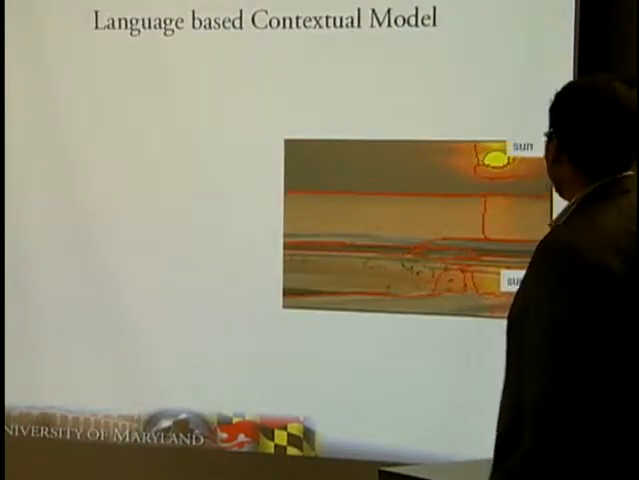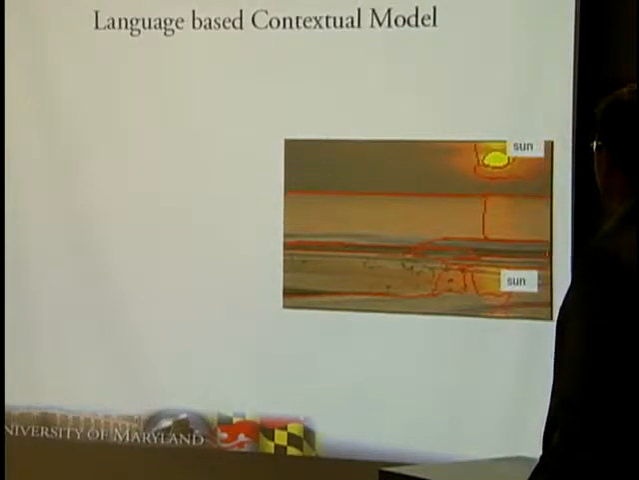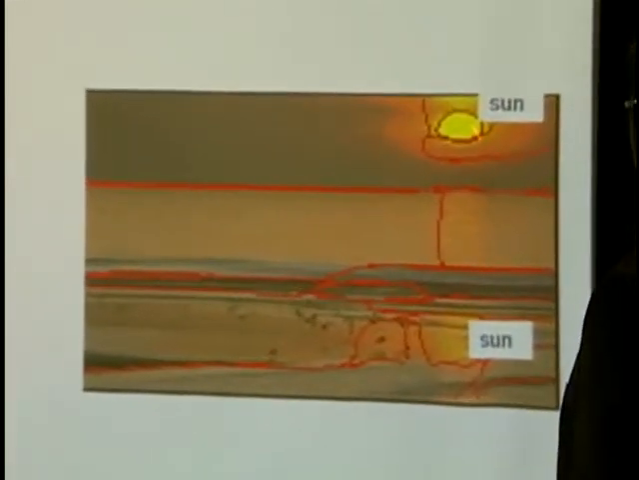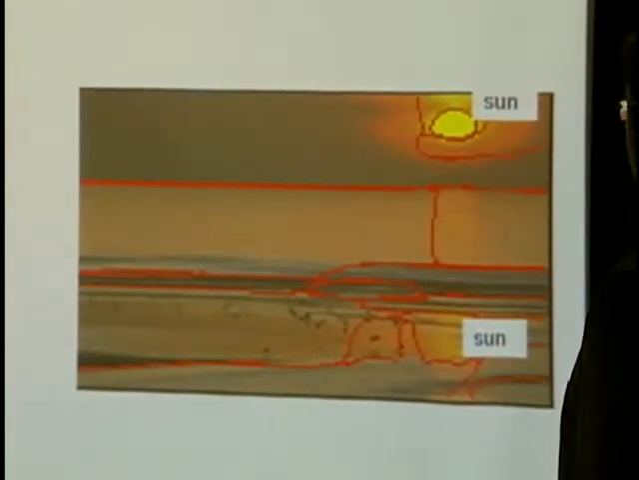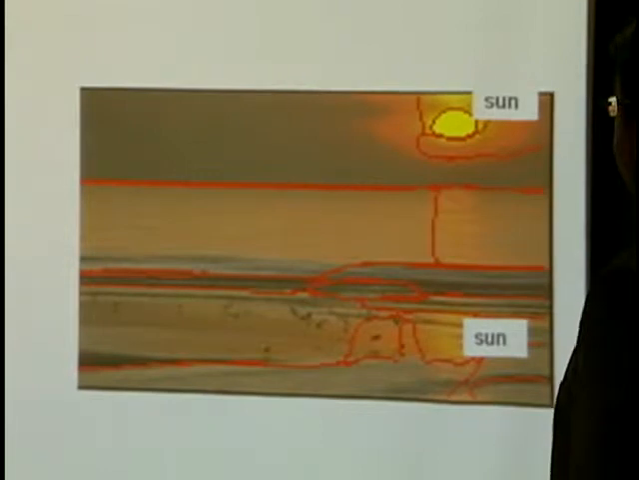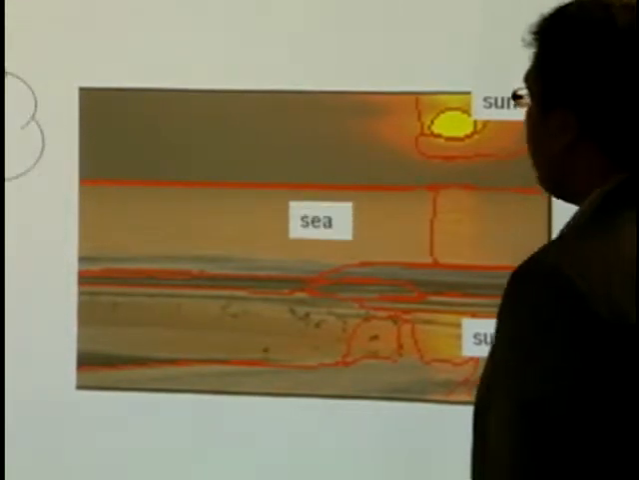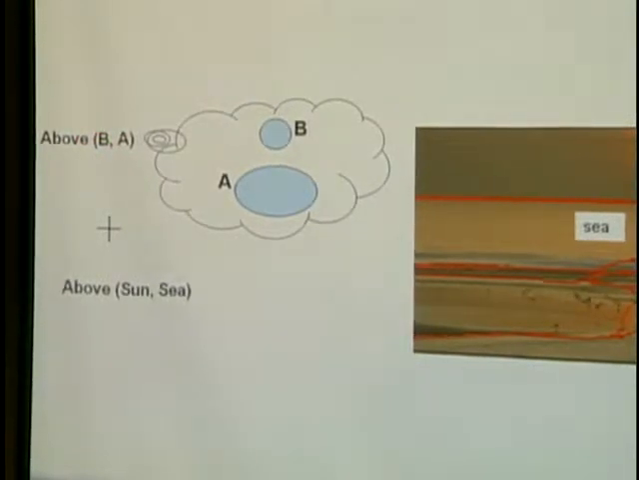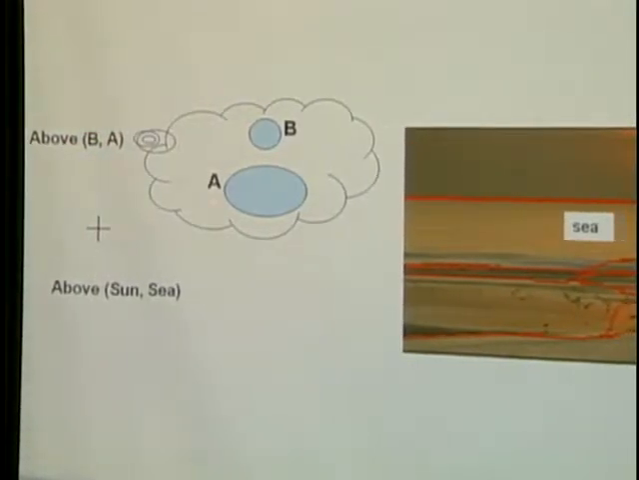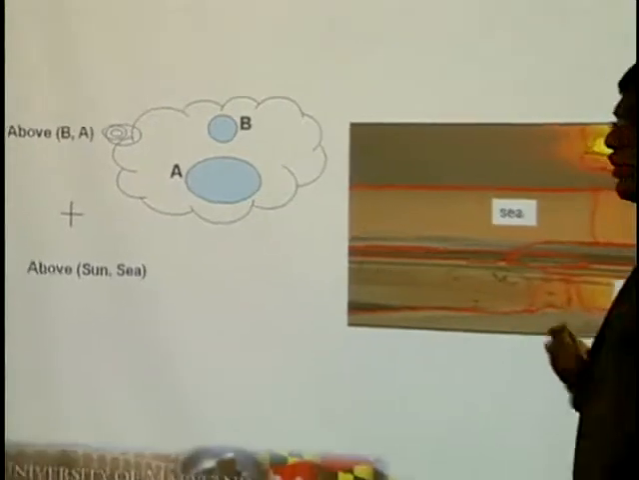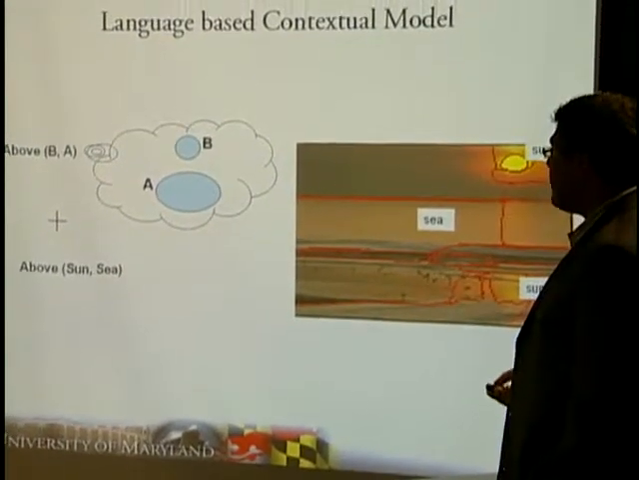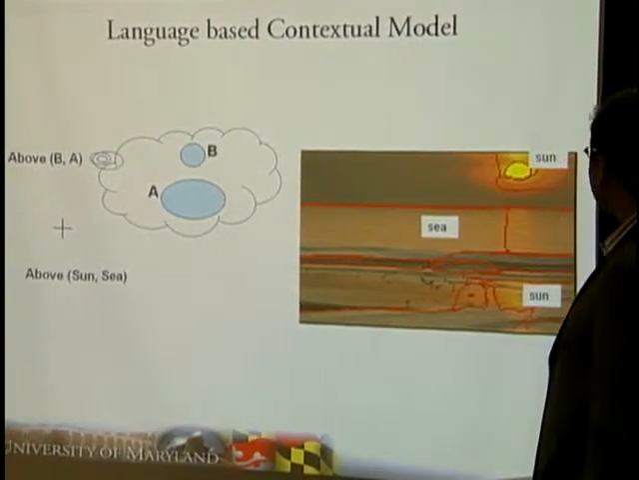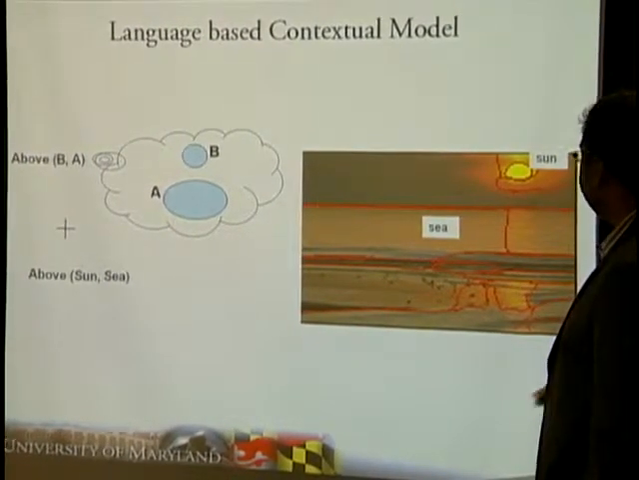For example, if I have to label the sun in this image, it's a hard problem because both the real sun and the reflection of the sun look like the sun based on appearances. However, if I can visually ground the word above such that B above A means the y coordinate of B is more than the y coordinate of A, and I know from the knowledge of my world that sun mostly occurs above C, by recognizing C in the image, I can very easily say that the above region should be the sun and not this region.